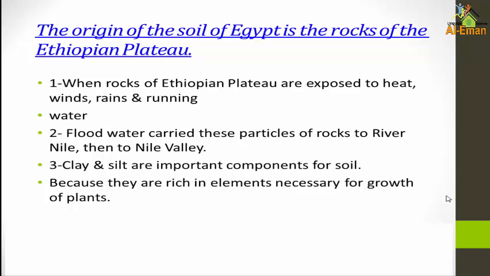Let's talk about the origin of the soil of Egypt and the rocks of the Ethiopian Plateau. As we know, our Nile River came from Ethiopia, so the rocks of the soil of Egypt come from the Ethiopian Plateau. When rocks of the Ethiopian Plateau are exposed to heat, winds, rains, and running water, then the flood water carried these particles of rocks to River Nile, then to Nile Valley.